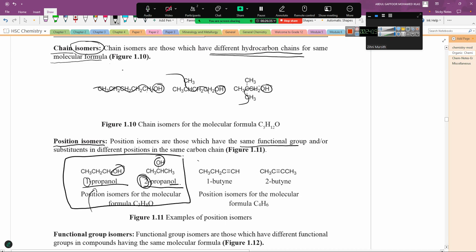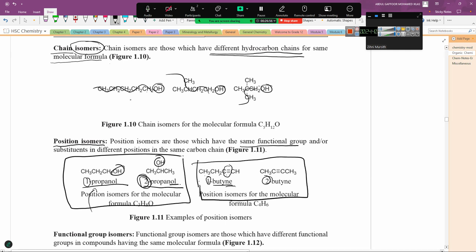That's all. And here if you look at this one also, CH3, CH2, C triple bond CH. So here the functional group is the triple bond. So it is 1-butyne, the triple bond is on the first carbon. Here it is on the second carbon, right? So these are called positional isomers or position isomers, right?